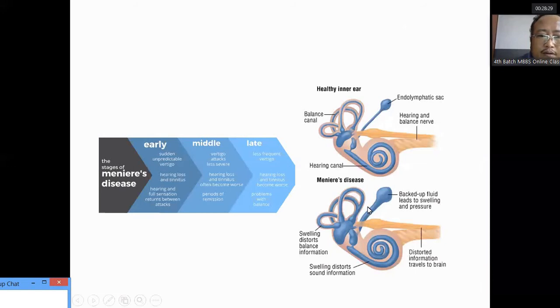The same picture in Meniere disease, there is a dilatation of the symptoms. Also, the endolymphatic sac is swollen.